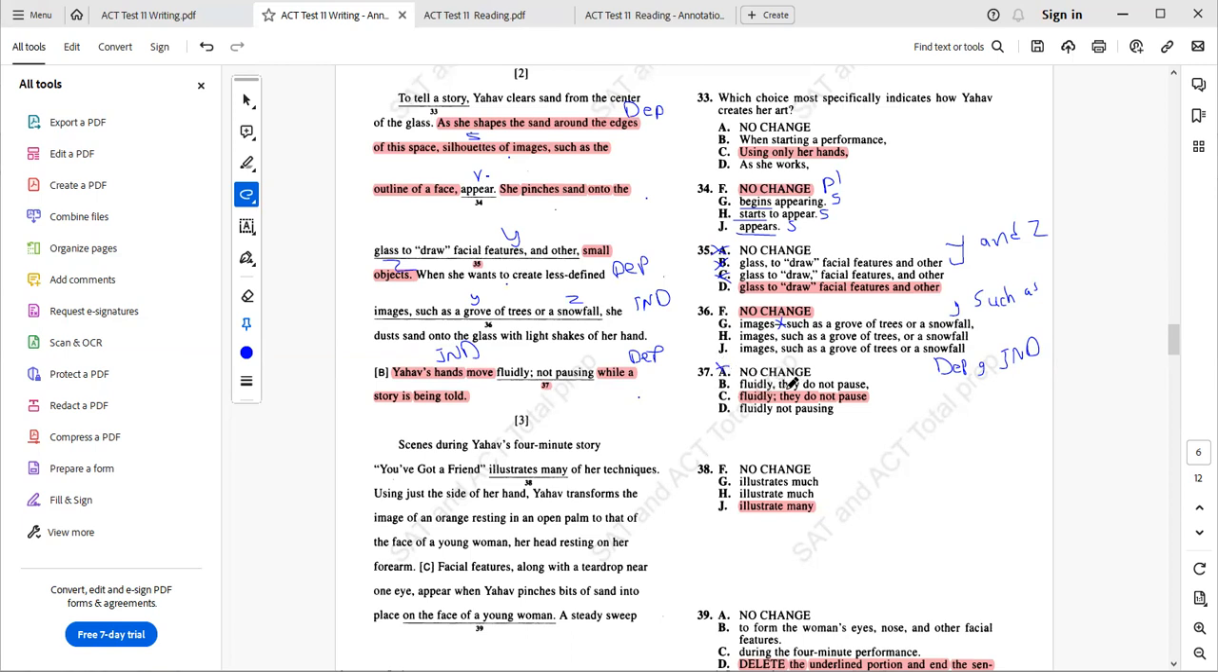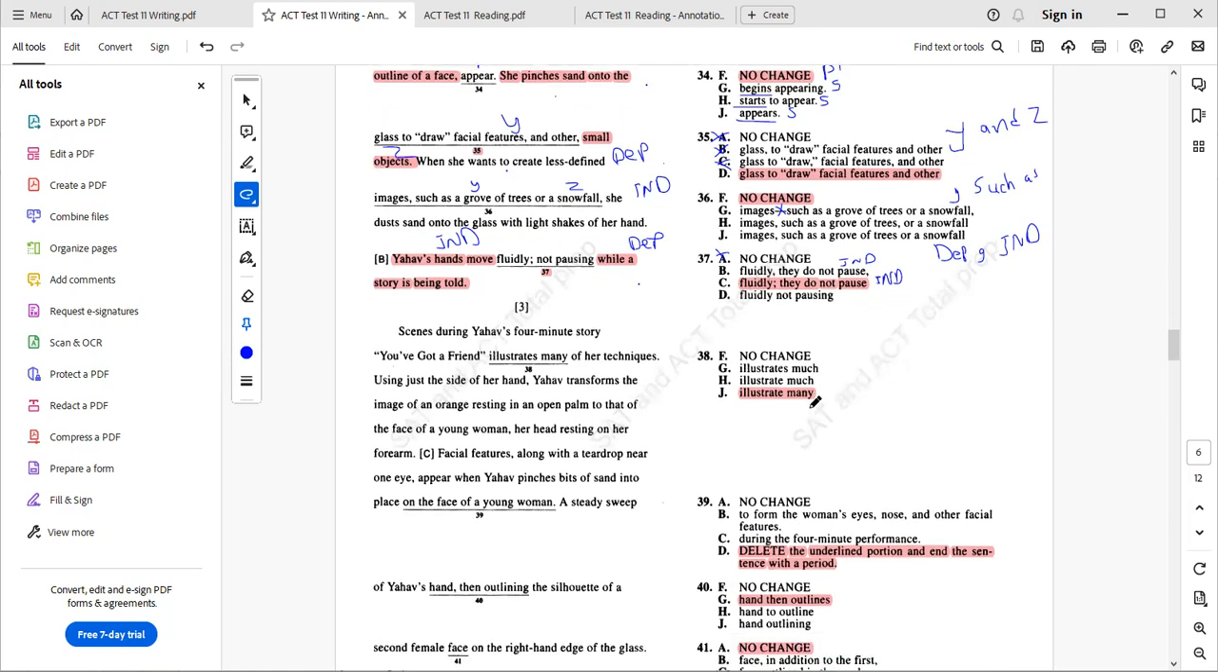Okay, if we put a comma, but the second one is independent. We said if we have independent, we have to put a comma, fanboys, or a semicolon, or a full stop. So this is wrong. Here, independent, so we can put a semicolon. Here is wrong. So the answer is C. Number 38, also wrong.